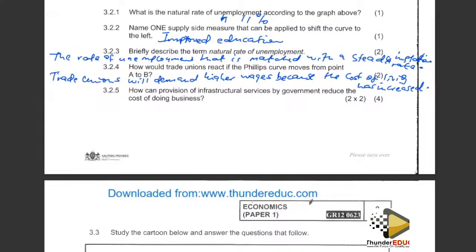Remember, for businesses to be able to process goods and services, they should always buy their inputs. To buy the inputs, sometimes they need to travel or use transportation. So if the roads or the railways are not fine, that is going to pose a challenge for businesses to be in a position to meet up with their suppliers so as to buy the factors of production for processing purposes.